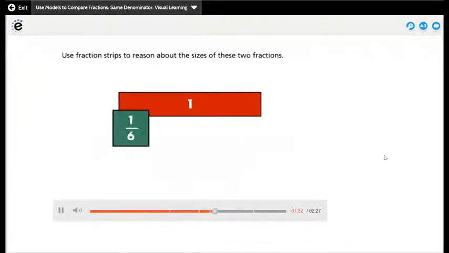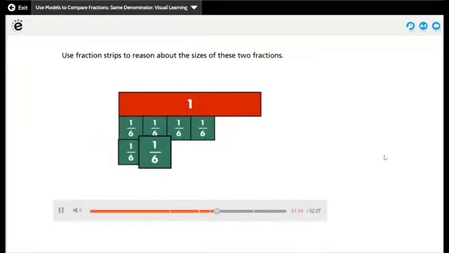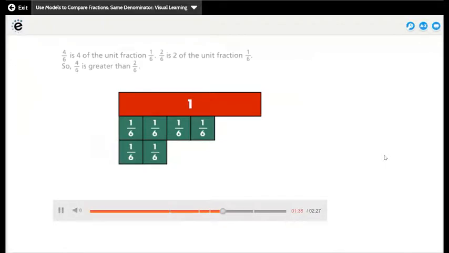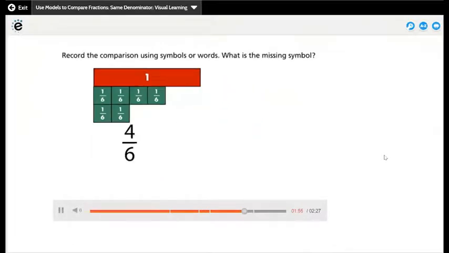Use fraction strips to reason about the sizes of these two fractions. 4/6 is 4 of the unit fraction 1/6. 2/6 is 2 of the unit fraction 1/6. So 4/6 is greater than 2/6. Record the comparison using symbols or words. What is the missing symbol?